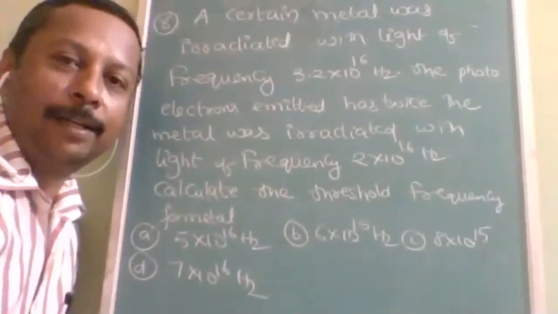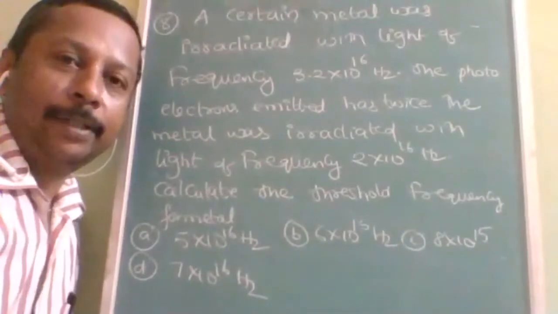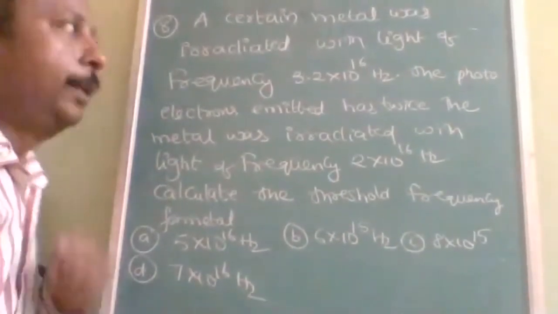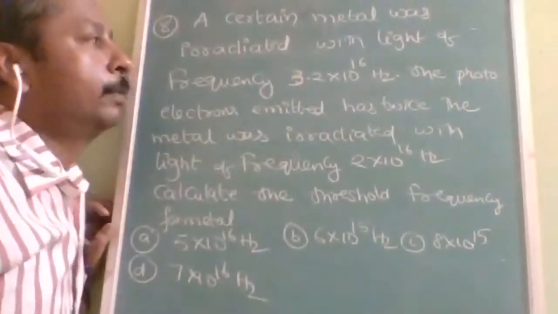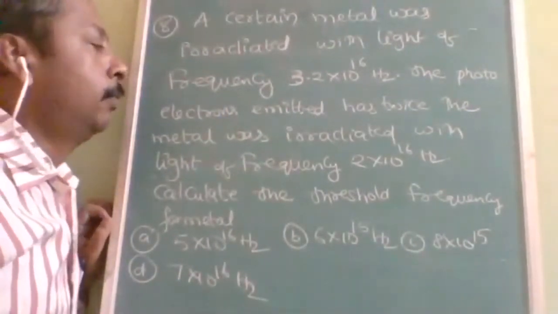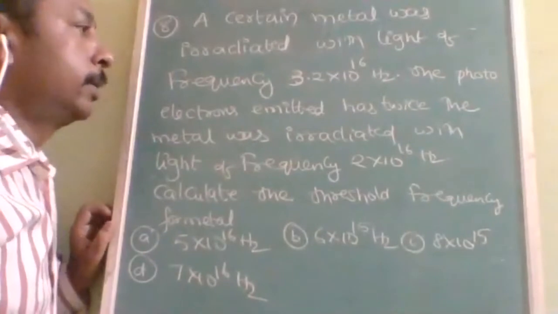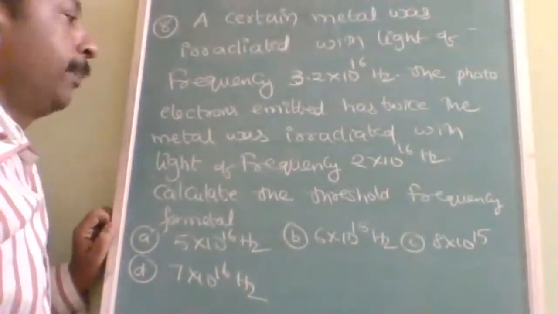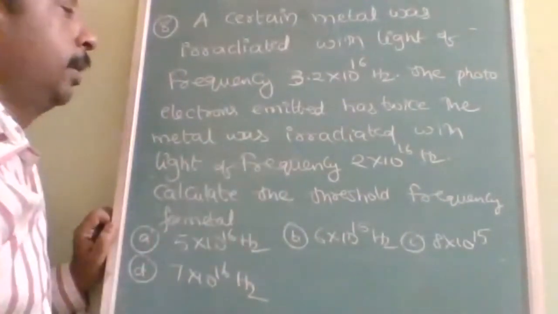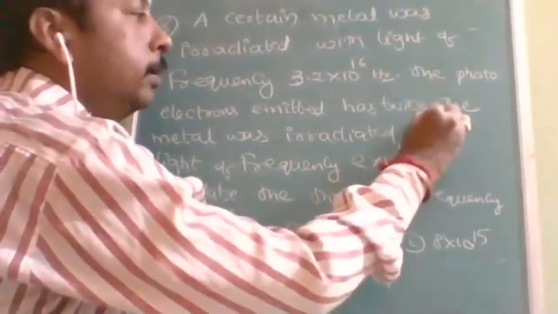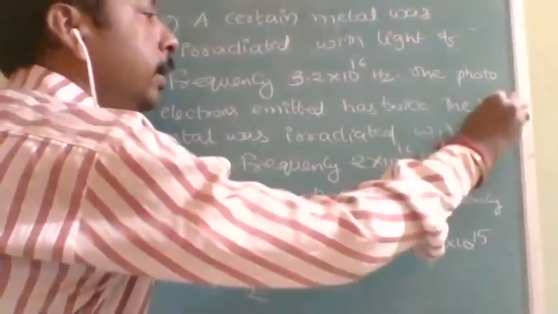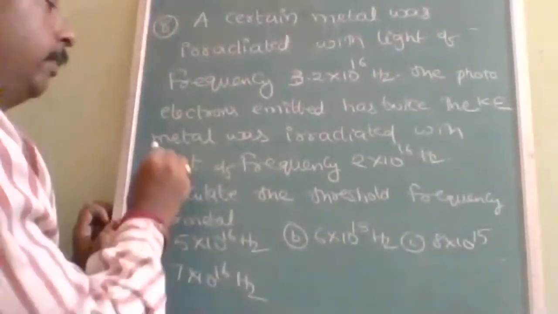A certain metal was irradiated with light of frequency 3.2 into 10 to the power of 16 hertz. The photoelectrons emitted have twice the kinetic energy. Okay.